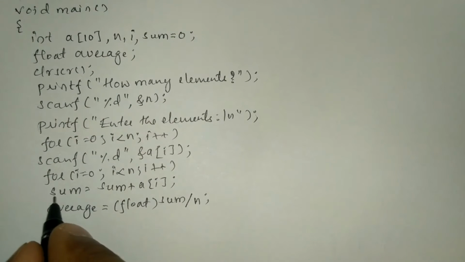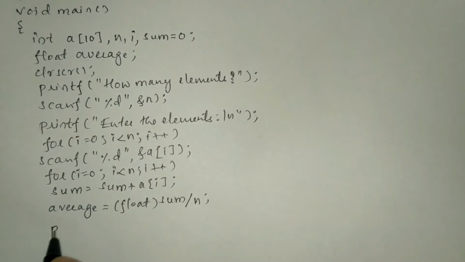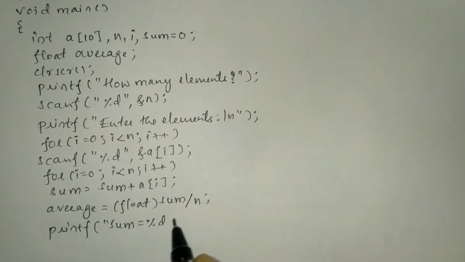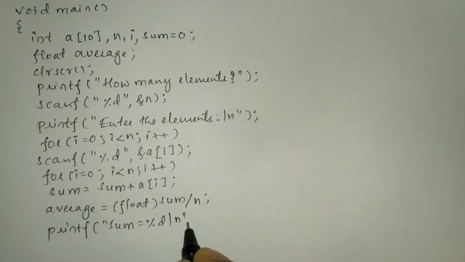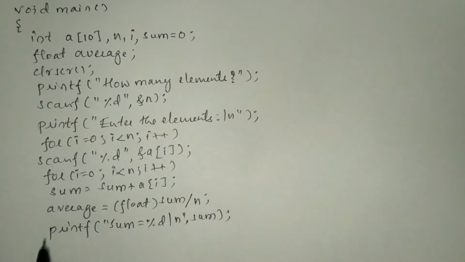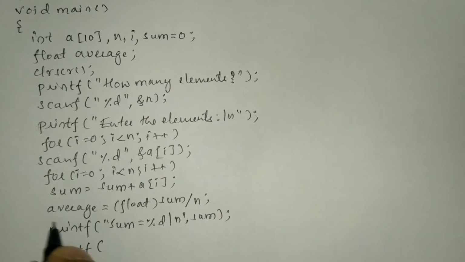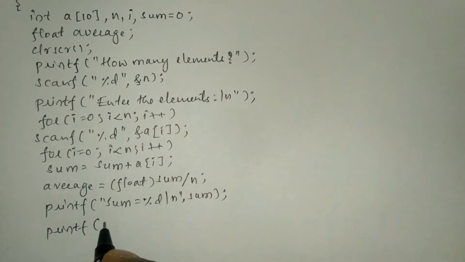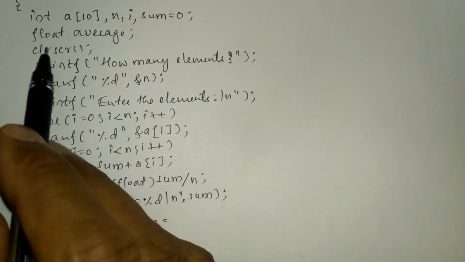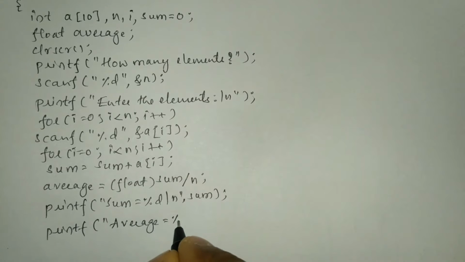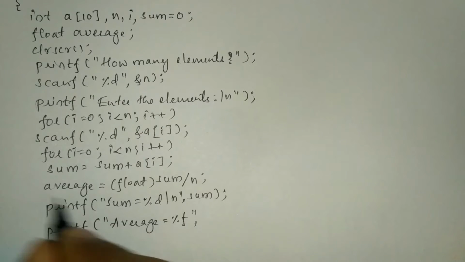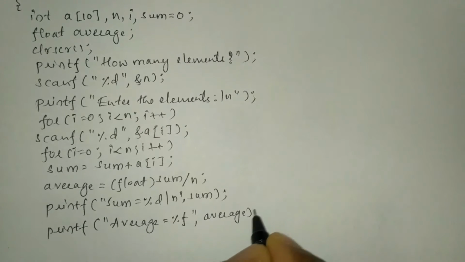Next we have to print the value stored in both sum and average. So using a printf statement, I'm going to write in double quotation marks sum is equal to format specifier percentage d backward slash n, end the double quotation mark, put comma, and the value stored in sum, so that is the variable name we have to write. Next printf statement, I have to print the value stored in the variable average. So printf in double quotation marks, I'll write average is equal to. Here the average variable is of type float, so that's the reason we have to use format specifier percentage f, end the double quotation mark, put comma, and the value stored in this variable called average, and put semicolon.